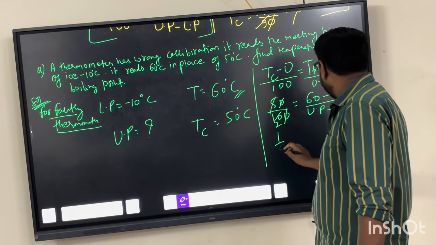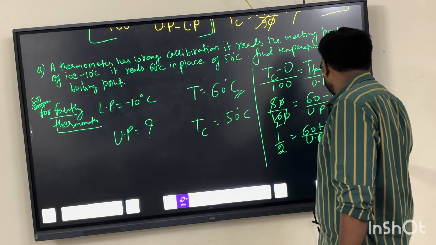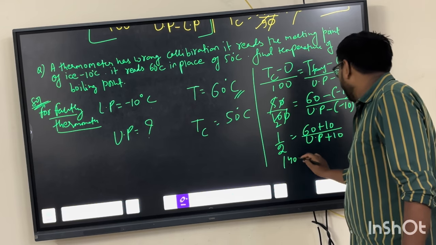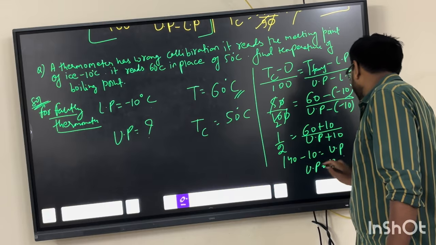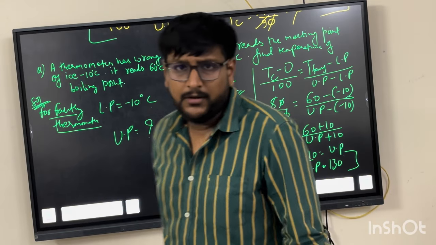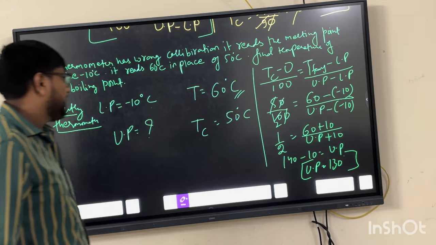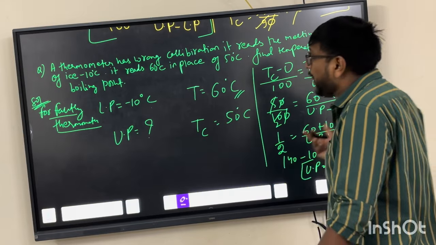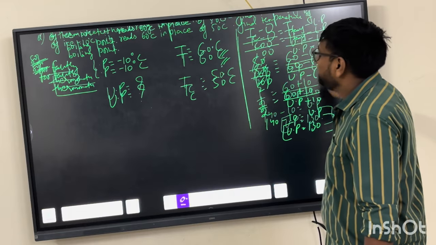So 1 by 2 equals (60 plus 10) divided by (upper point plus 10). That is 70, and 70 into 2 is 140, minus 10 gives the upper point, which is 130. So on that wrongly calibrated thermometer, the upper point has to be 130 degrees Celsius. Is it clear? That's how our conversion will work, and that's how we can solve problems based on thermometry, basically temperature measurement.